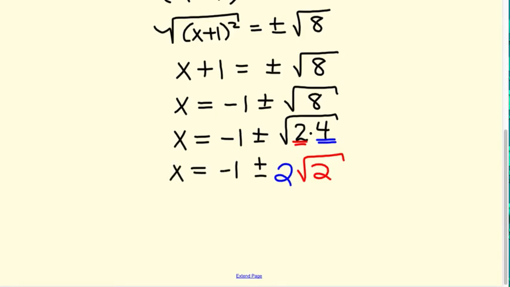Now we don't want you to enter this into your calculator. Just leave it in exact form. It's still the x-intercepts of the graph. They're just not so nice numbers. And that's how you solve by completing the square.